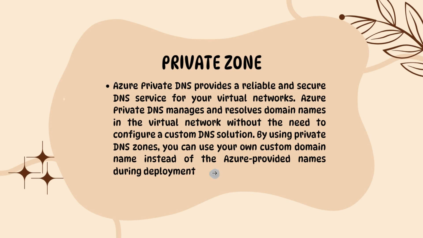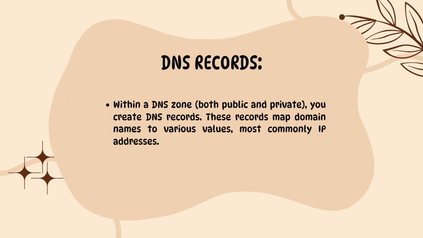So finally, let's understand DNS records. These are like entries in the DNS zones. Each record connects a domain name to something, most often an IP address. For example, a record could say Ekascloud.com has this IP address. This tells the internet how to find your services.